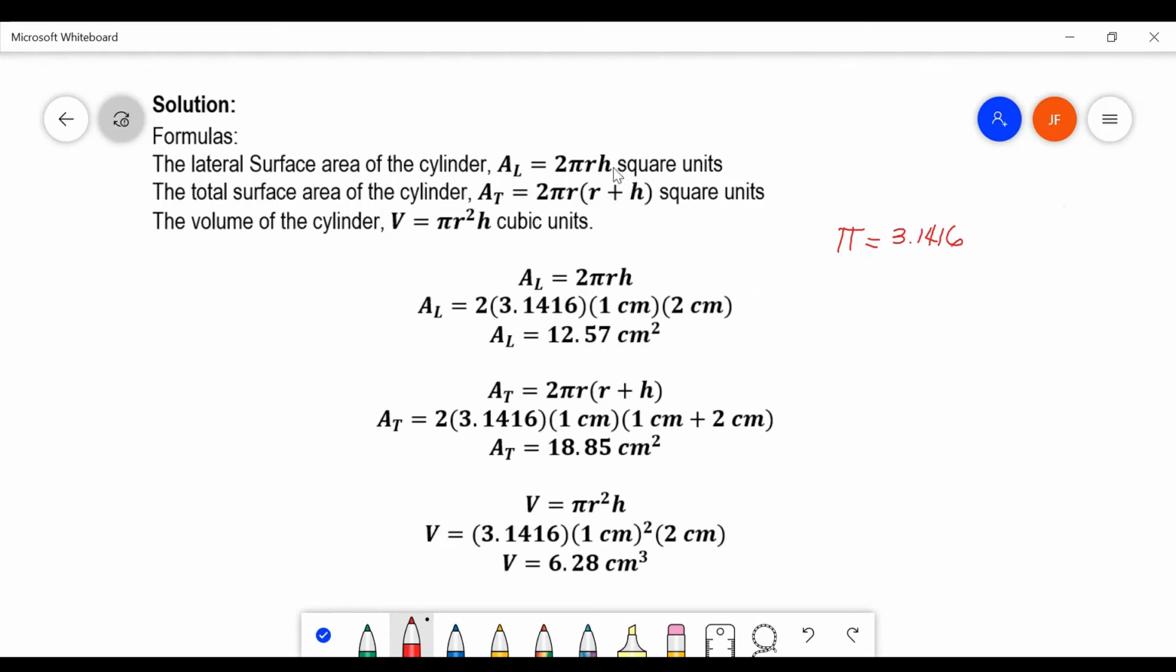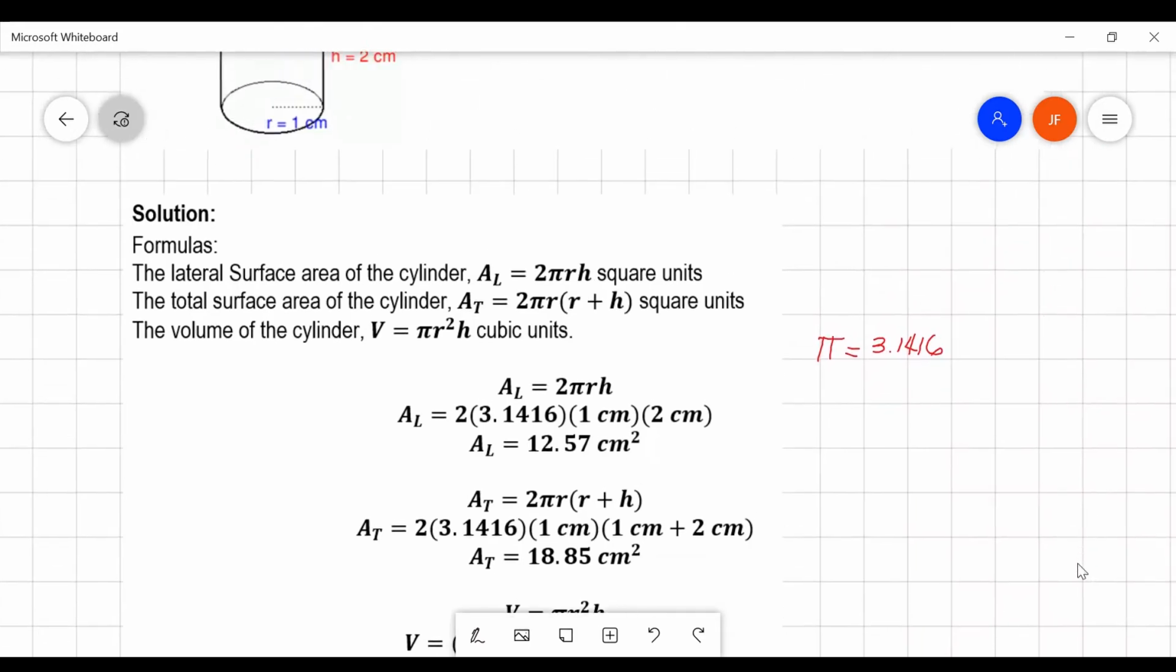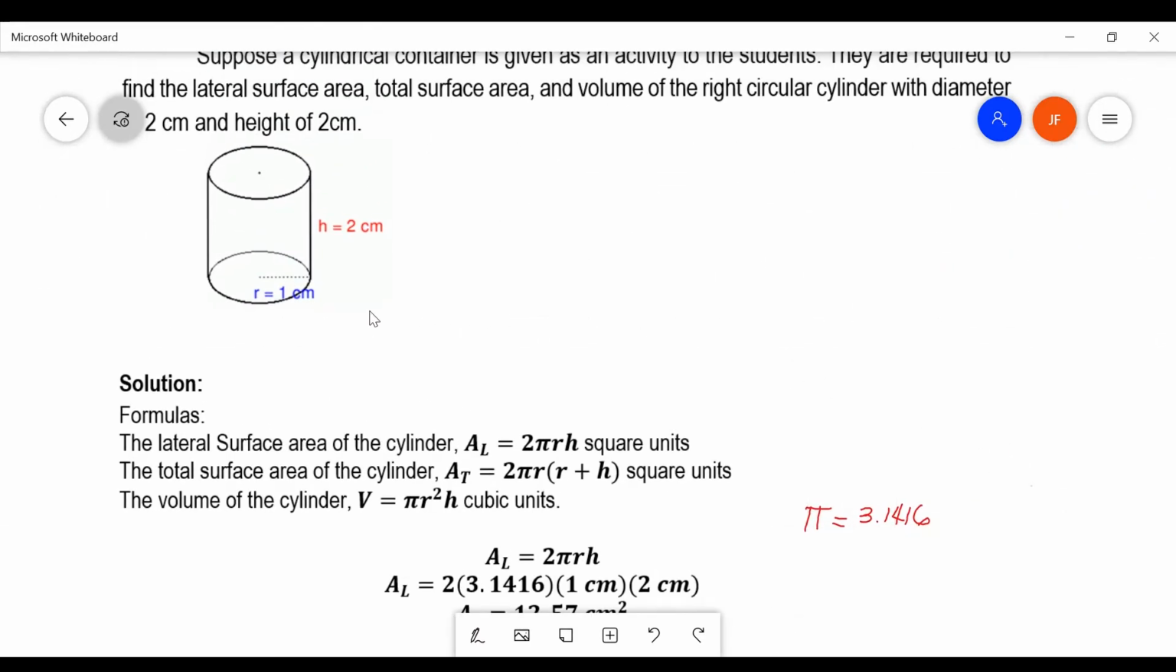And then r here is the radius. Now to visualize, the radius is a line from the center of a circle to a point on the circumference of the circle. Now, in this problem, the term diameter is being mentioned here.